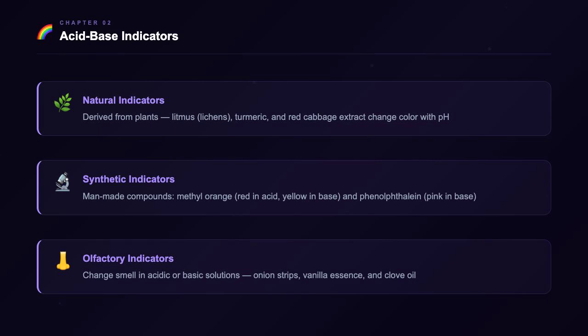There are three main types of indicators: natural, synthetic, and olfactory. Natural indicators come from plants, such as litmus, turmeric, and red cabbage extract. Synthetic indicators are man-made, like methyl orange and phenolphthalein. Olfactory indicators change smell when exposed to acidic or basic solutions. Examples include onion strips, vanilla essence, and clove oil. These indicators help determine if a solution is acidic or basic.